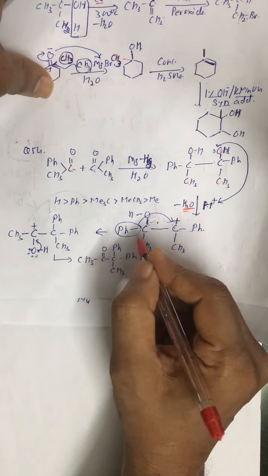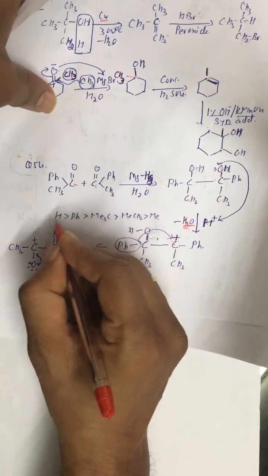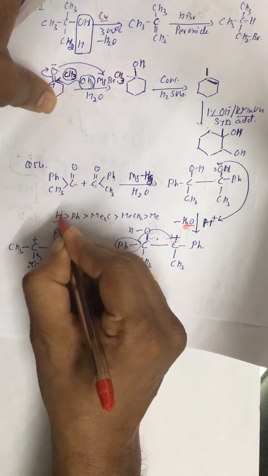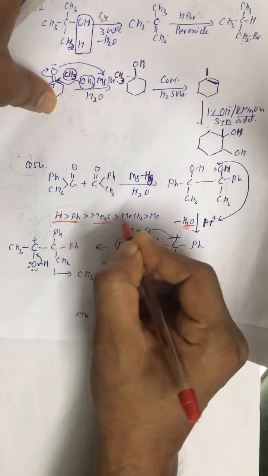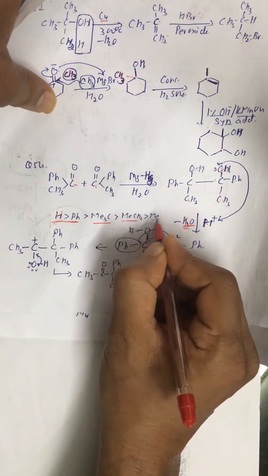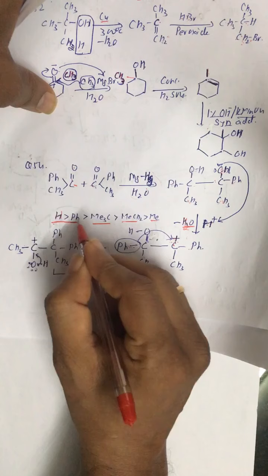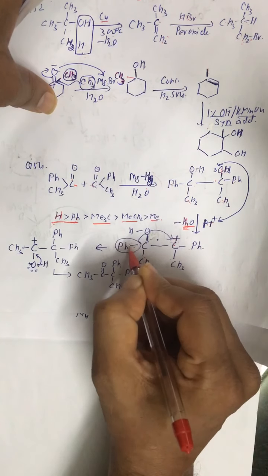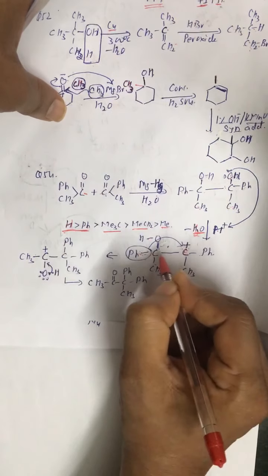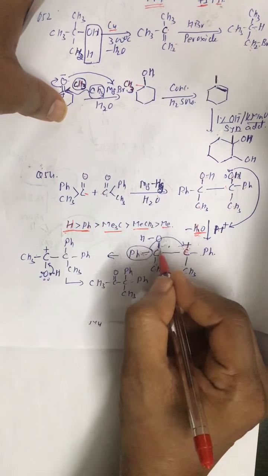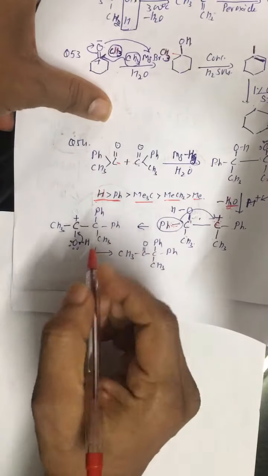And then there is a migration of an alkyl group, and this migration order follows: hydrogen, then phenyl, then tertiary, then ethyl group, methyl group, etc. You must remember this. So here, out of phenyl and methyl, which one migrates? The phenyl group. So the phenyl group migrates to this carbon atom, and the positive charge is produced over this carbon atom.